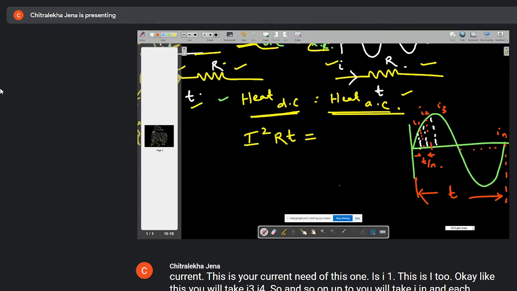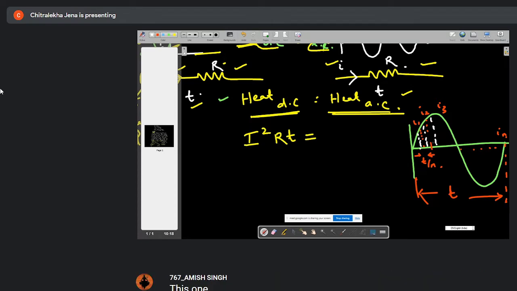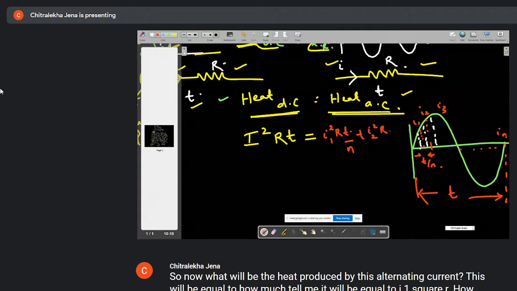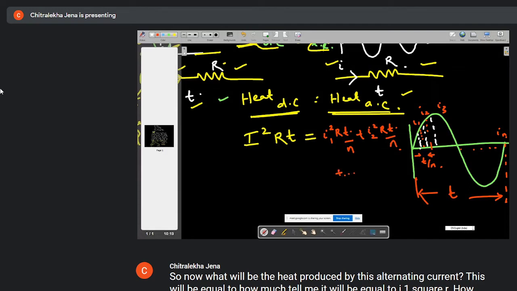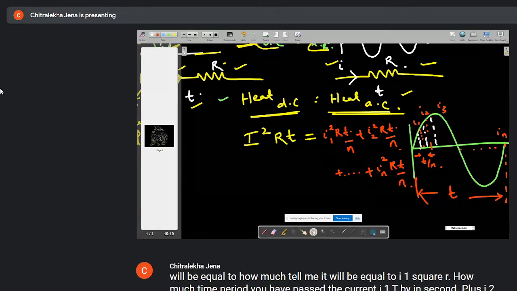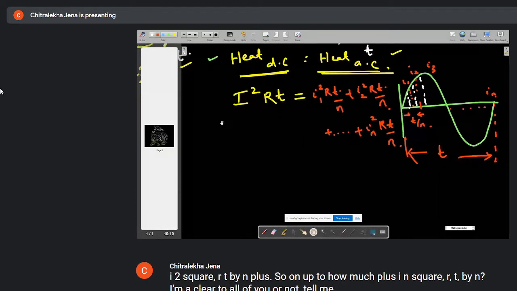Got it? So now what will be the heat produced by this alternating current? It will be equal to I1 square R. How much time have you passed the current I1? T by N seconds. Plus I2 square R T by N, plus so on up to IN square R T by N. Am I clear to all of you or not?